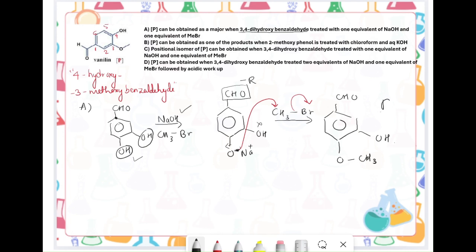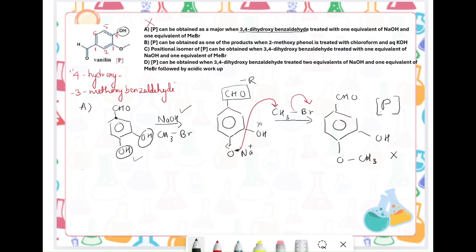Now, let's compare it with P. The para position, we have hydroxy. Do we have hydroxy here? No, that is not possible. So, the reaction is giving an isomer of P, that is a positional isomer, but not exactly P. So, is this a correct statement? No, A is not a correct statement.